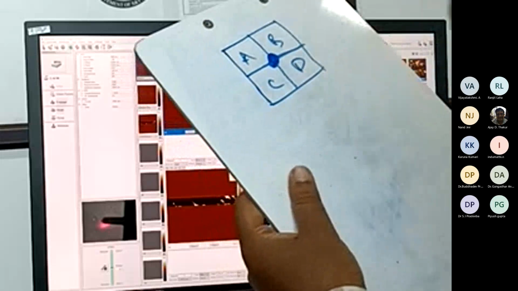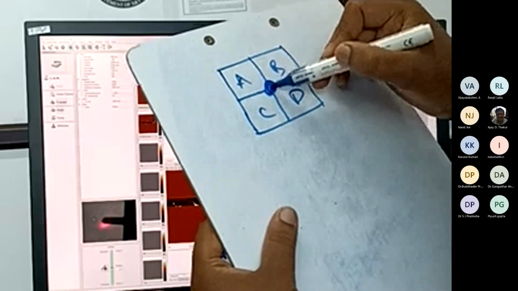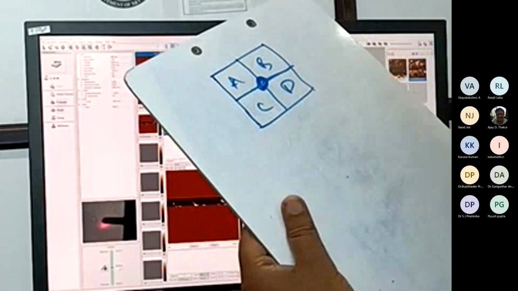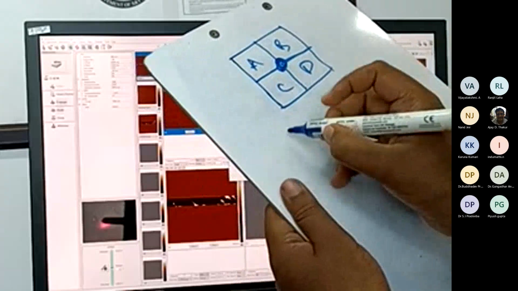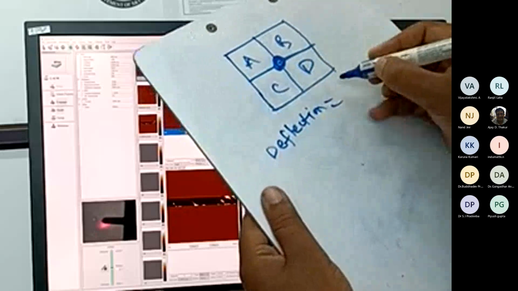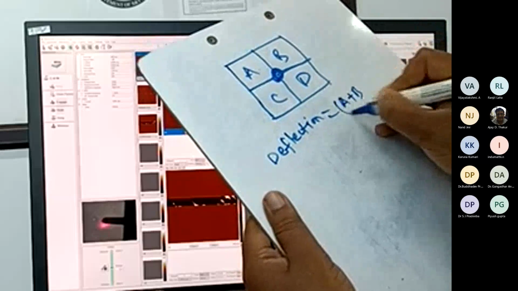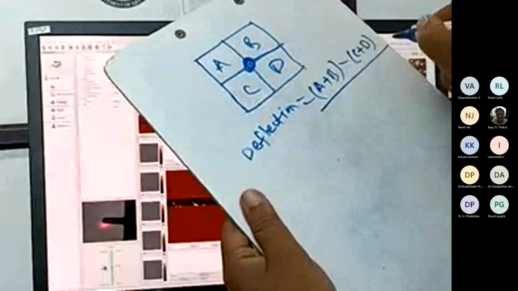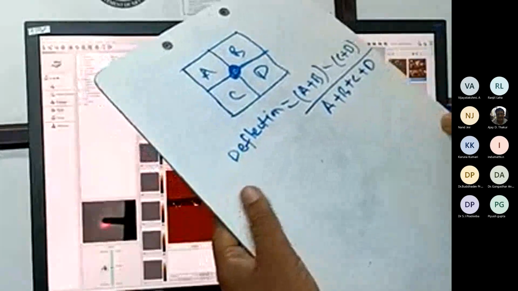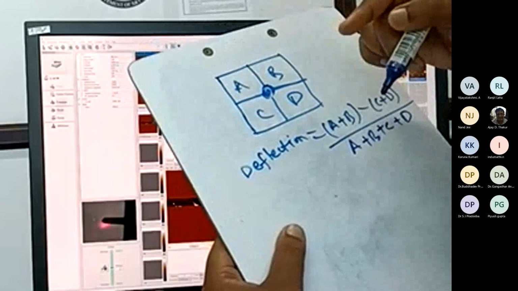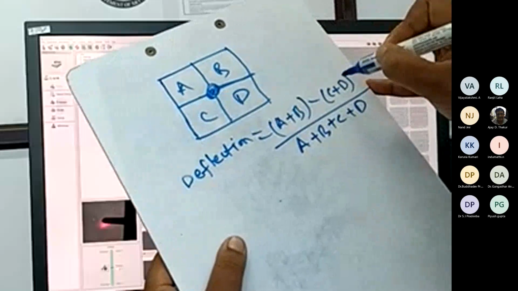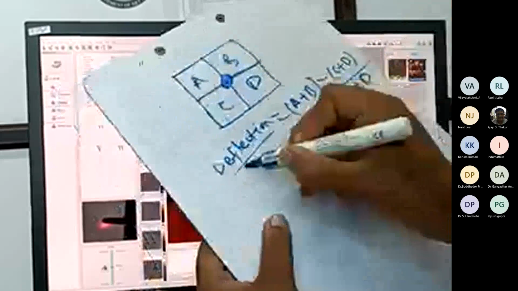While scanning, the cantilever moves up and down, so the laser spot goes up and down accordingly. To know how much up it is and how much down it is, we define a quantity called deflection, which is equal to intensity in A plus B minus C plus D. To normalize it, we divide by the total intensity, A plus B plus C plus D. Suppose the cantilever moves up, then the laser spot will move up also, and the intensity in A plus B will be greater compared to C plus D. So in that case, the deflection will be positive.